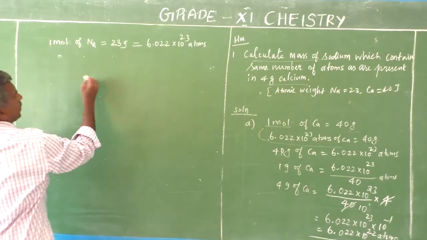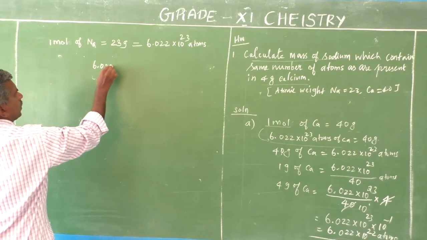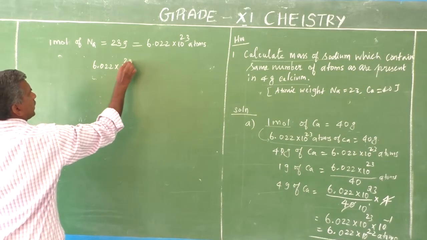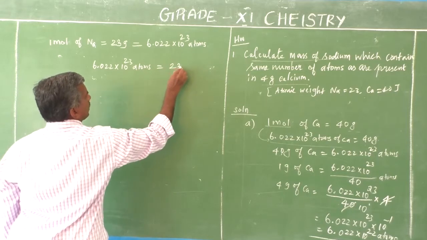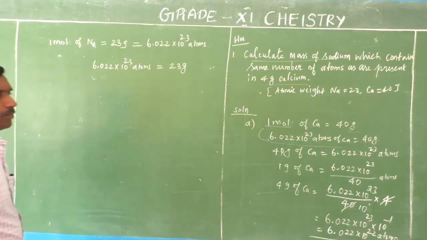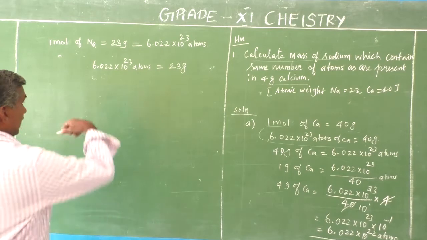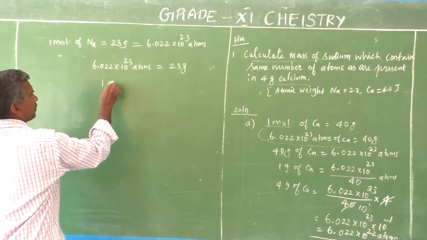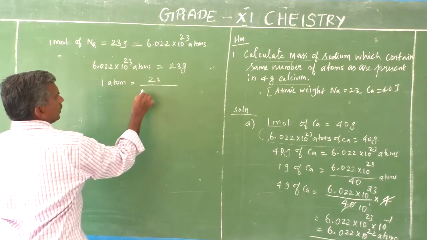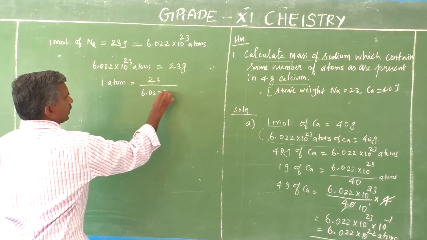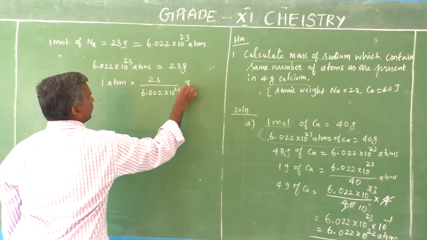So I will write the reverse. 6.02 × 10^23 atoms is equal to what mass? The mass of sodium is 23 gram. Now converting it to 1 atom, it equals 23 divided by 6.02 × 10^23 gram.